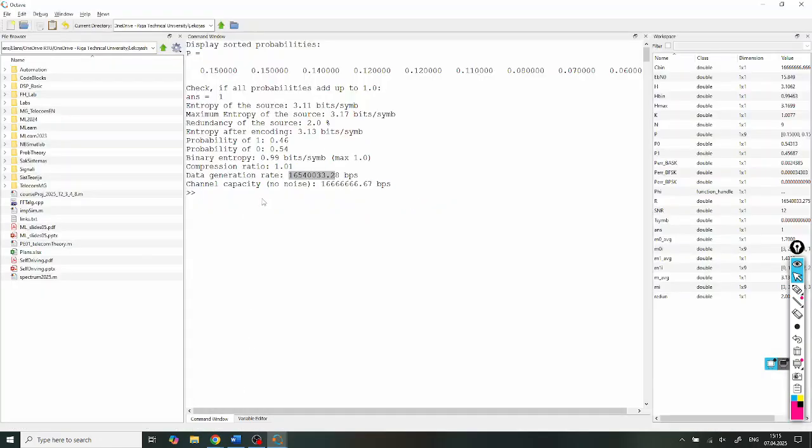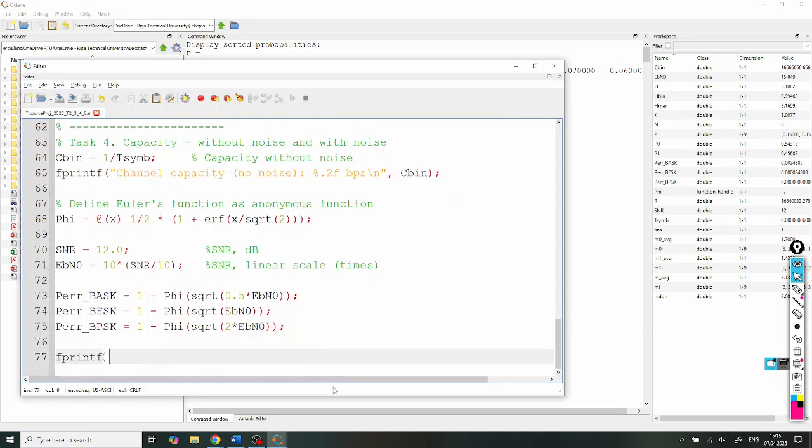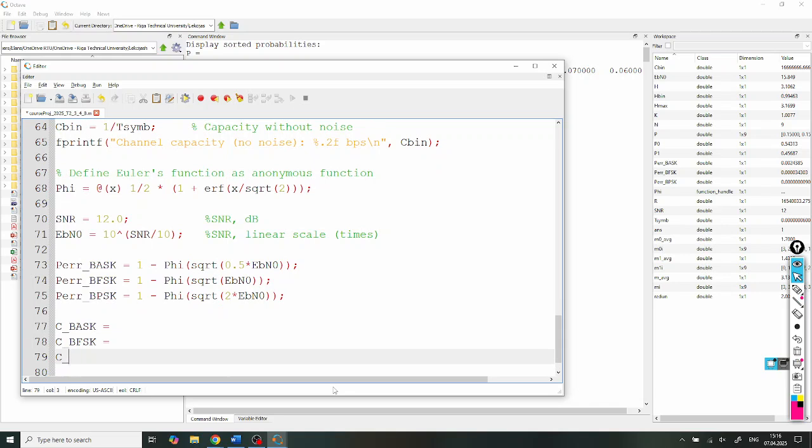So it calculated fine. Now I can output the results. F print F. So BASK bar is equal to... not sure which format I should use. Maybe exponential. Let's check it. And basically, I think I would like to calculate capacity: CBASK, CBFSK, CBPSK, while we are at it, to display them both.